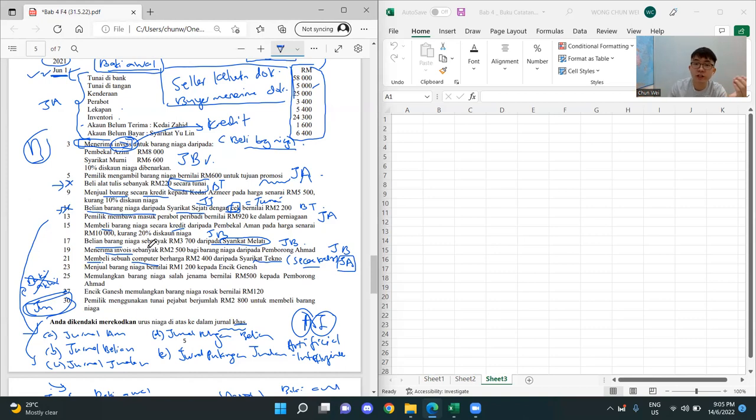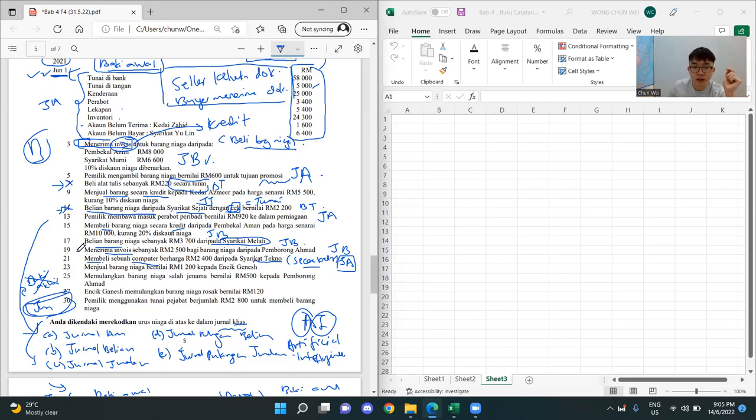So shoes is my barang niaga, my inventory. So when I beli kasut secara kredit, then I record in jurnal belian. Okay, but then if my business is a shoes business, I beli TV, then the TV is an asset bukan semasa. The TV is not my barang niaga. So when I do that, the TV, then I have to record in the jurnal am.